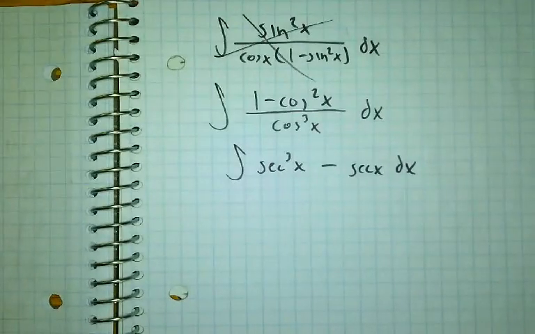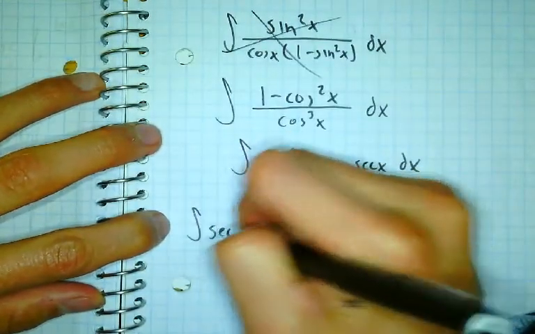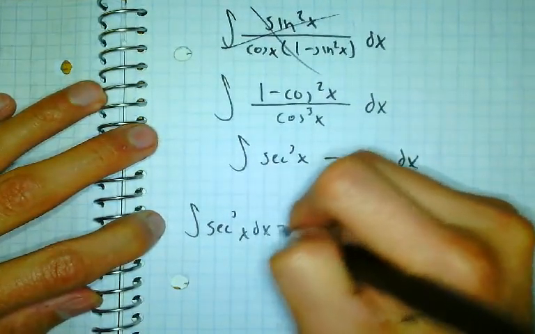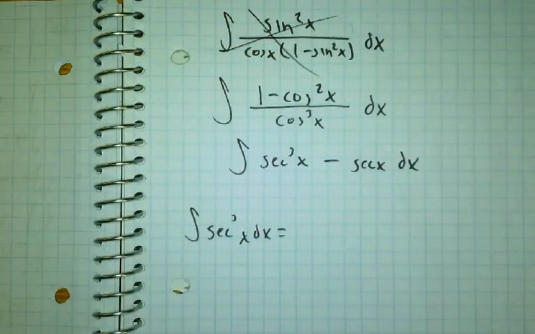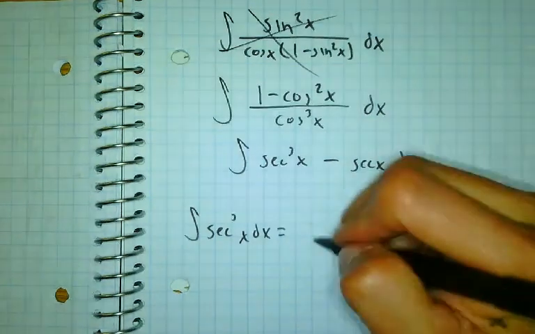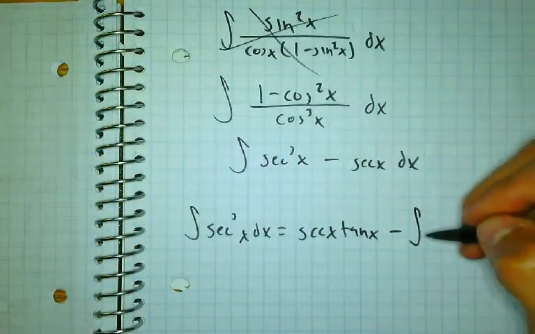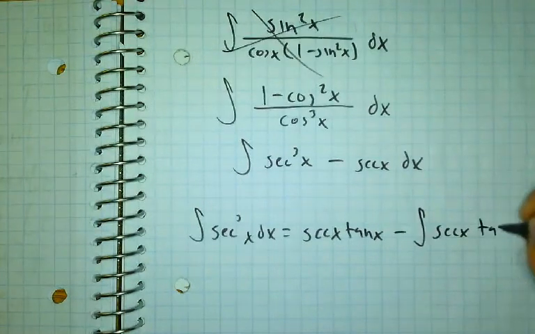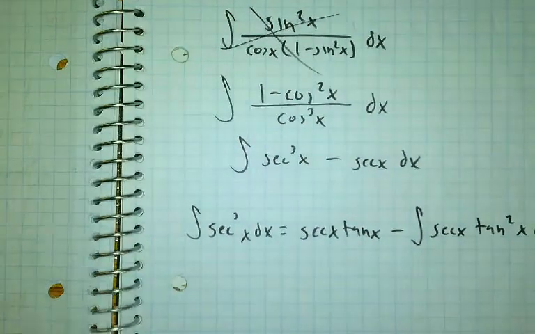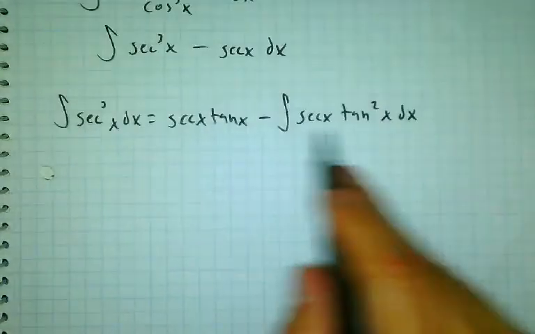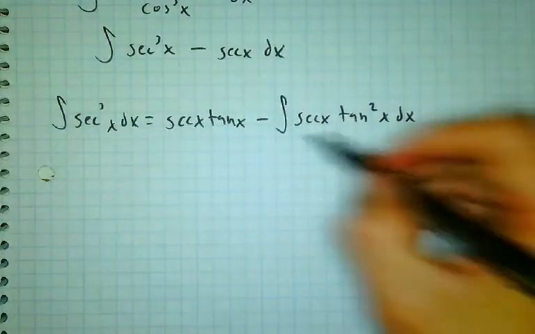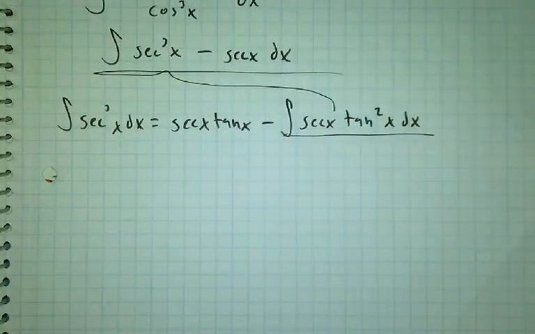Okay, so let me back up and rewrite everything we had so we don't get lost. Originally, we started with secant cubed x dx is equal to, and then we did u times v, which got us to secant x tangent x minus the integral of secant x tangent squared x dx, right? That's where we started this problem. We rewrote that in terms of sines and cosines, so we're going to substitute this part with this. Do you guys agree? Okay.